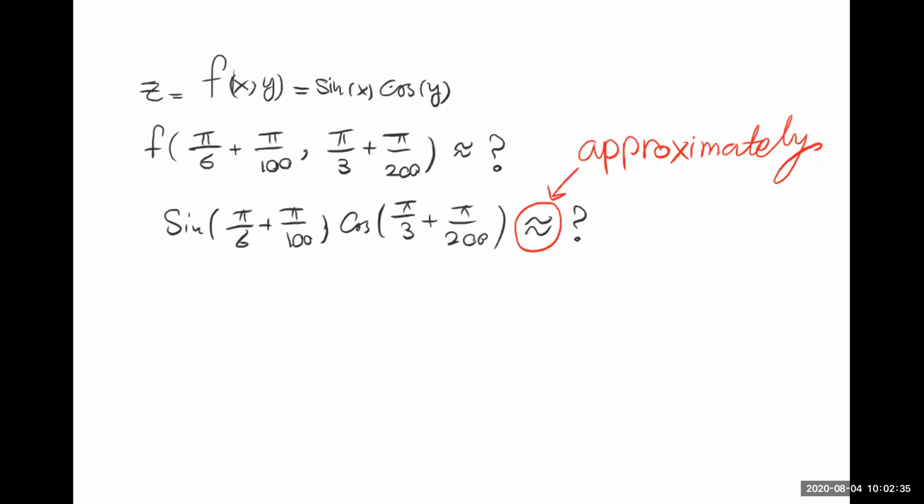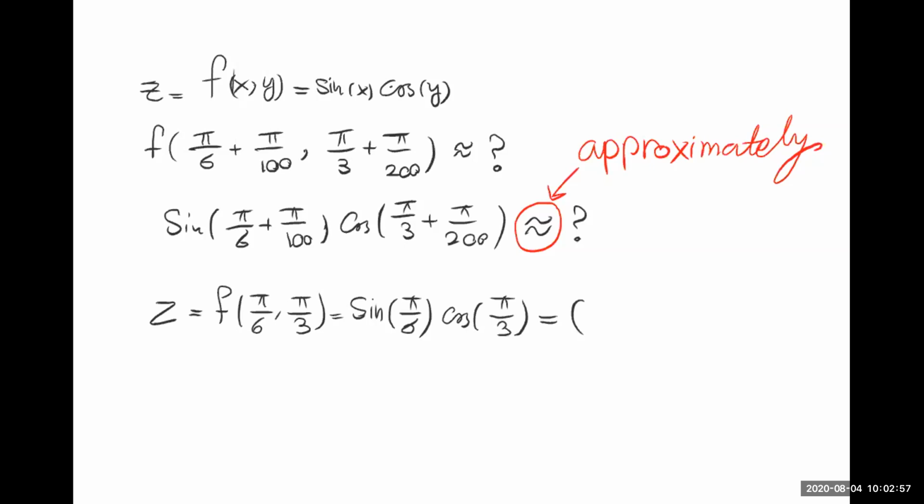So first, let's compute z at this nearby point. Let's first compute z of pi over 6 and pi over 3. This is a nearby point where we can compute the value of the function. It would be sine of pi over 6 times cosine of pi over 3. Sine of pi over 6 is 1 over 2, cosine of pi over 3 is 1 over 3. The result is 1 over 6.